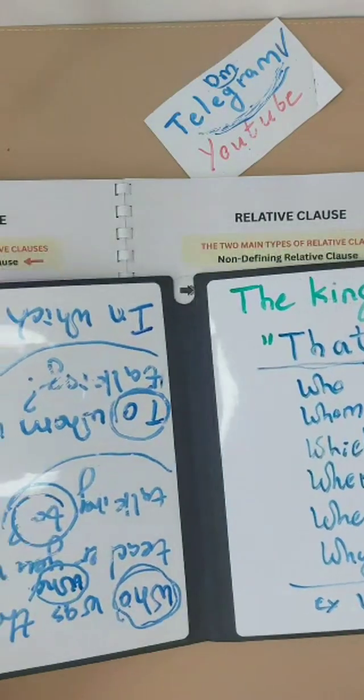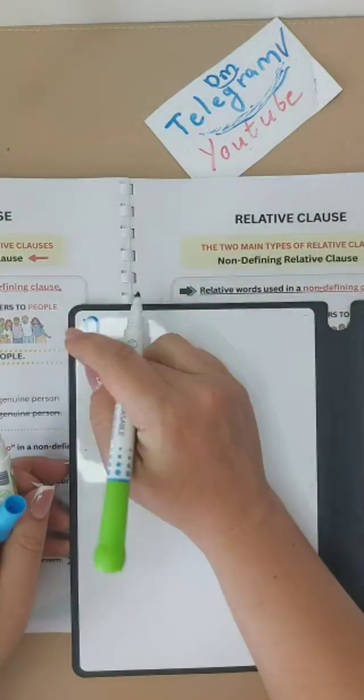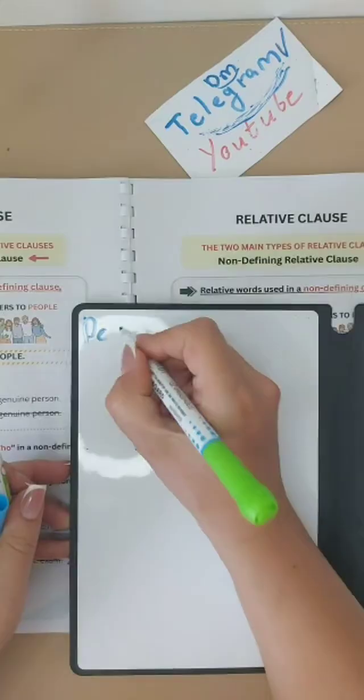Now, when it comes to the non-defining relative clauses, we don't have the king there. Okay? So, non-defining.